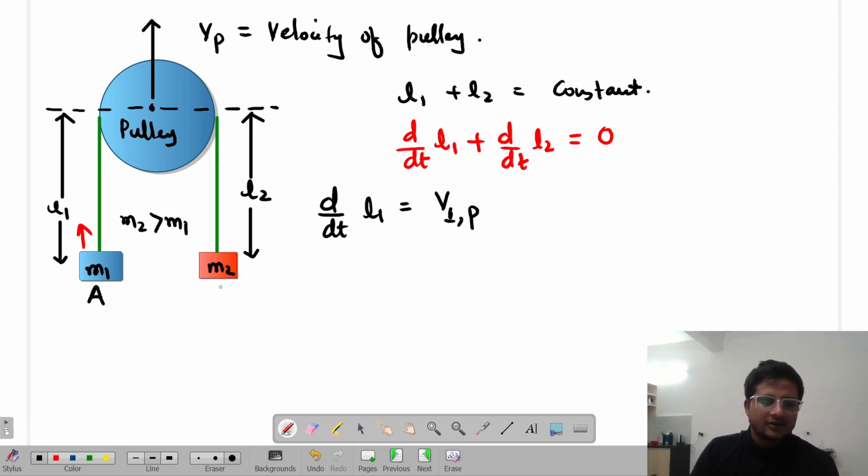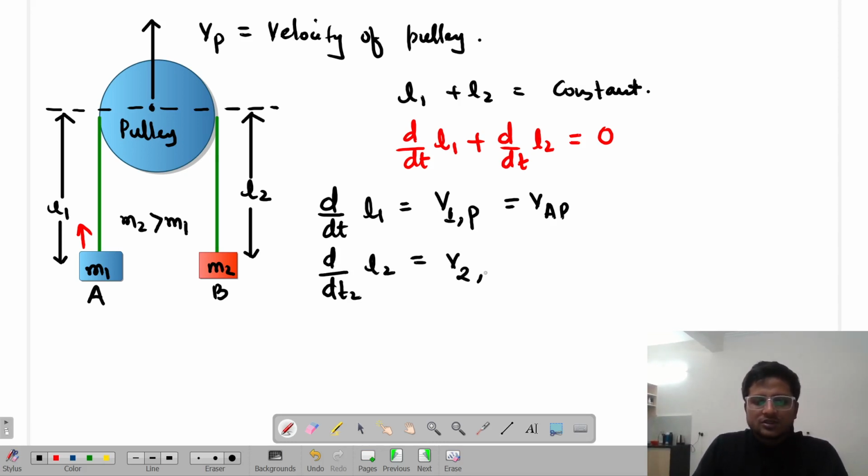It's a relative velocity only. You tell me if this L1 depends upon the pulley or not. If the pulley is not moving, then the length will move smoothly. But what happens when the pulley moves? Then this variation of length will also change or not. So I call this the velocity of block 1 with respect to pulley P. Are you able to get me? And then this is length L2. Similarly for d by dt of L2, once again the variation in length L2 must be with respect to the pulley. So I call it the velocity of block 2 with respect to the pulley. Are you able to get me or not?